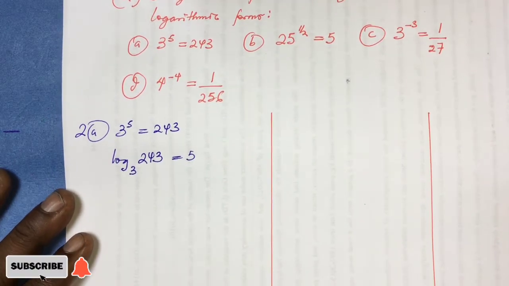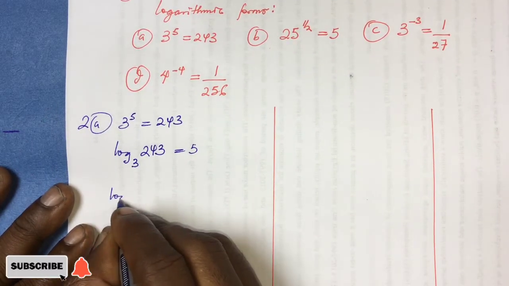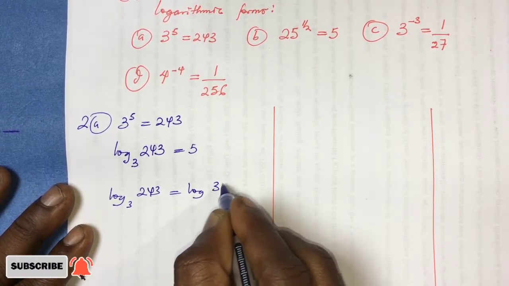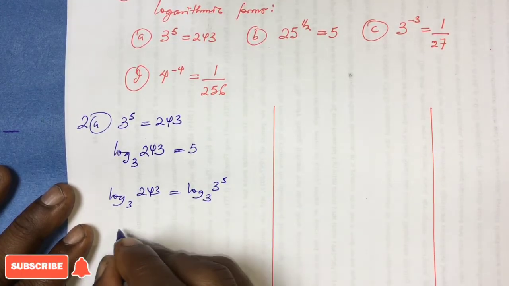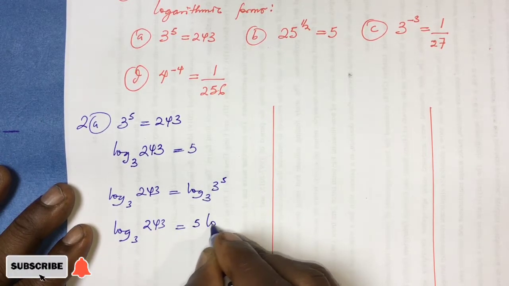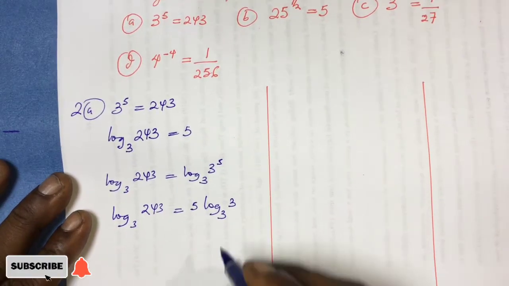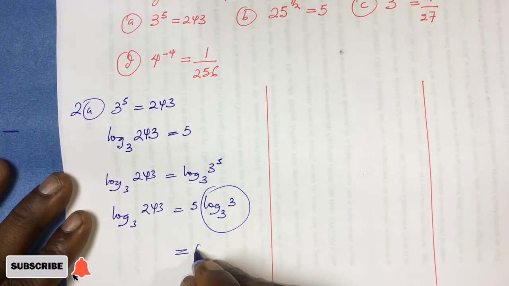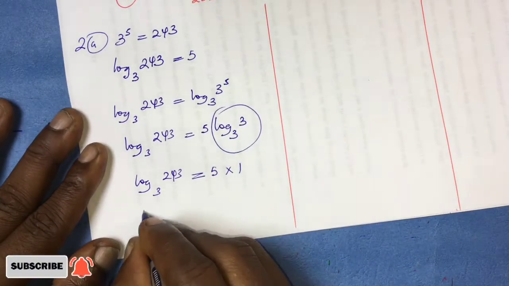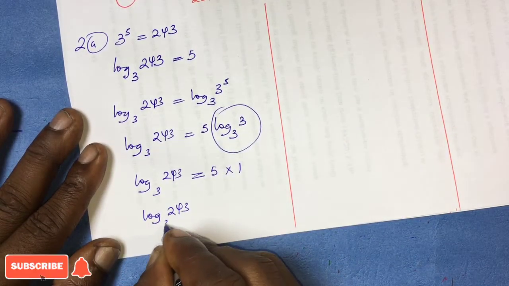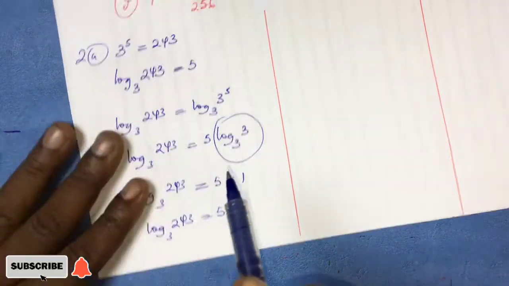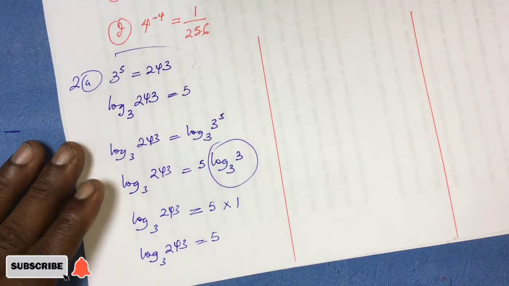Now, if you don't want to go by the way of definition, then go by the way of taking the logarithm of 243 in base 3 and the logarithm of 3 raised to the power 5 in base 3. That will give you log 243 in base 3 equals 5 log 3 to base 3. And log 3 to base 3 is 1, so that gives us 5 times 1, and log 243 to base 3 equals 5. So this is another way of putting this expression in its logarithmic form.